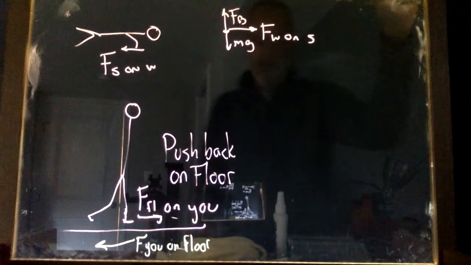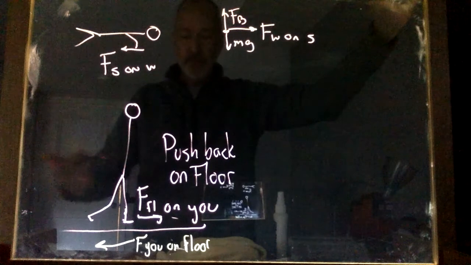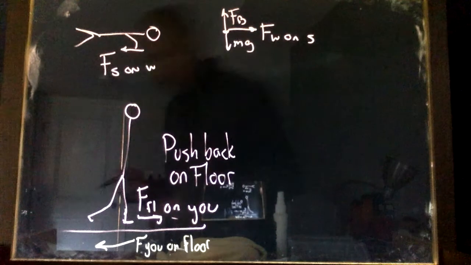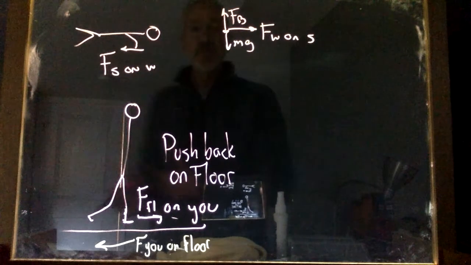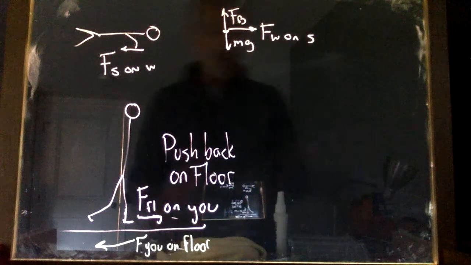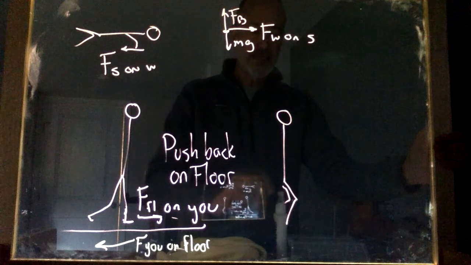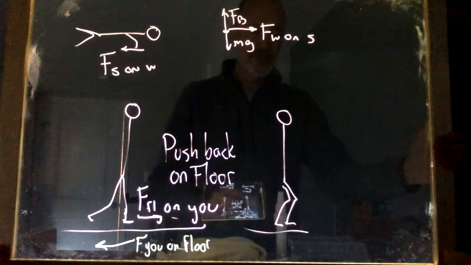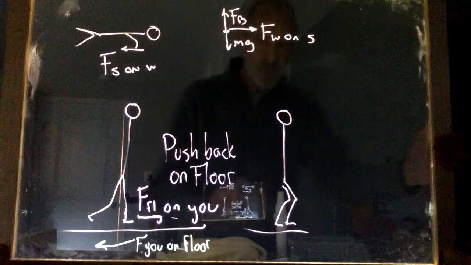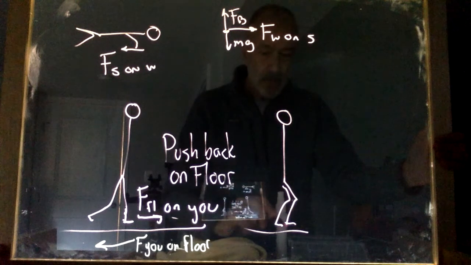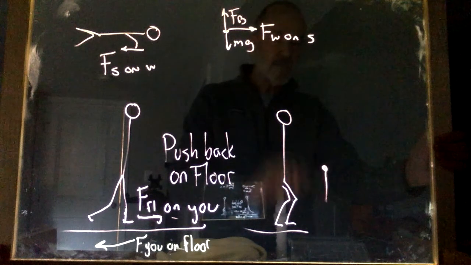Okay, same amount of force, opposite direction. So when you push back on the floor, the floor pushes forward on you. When you jump, okay, here's bent knees. There we go, you're about to push. When you push down on the floor, right? When you push down on the floor, your free body diagram looks like this.